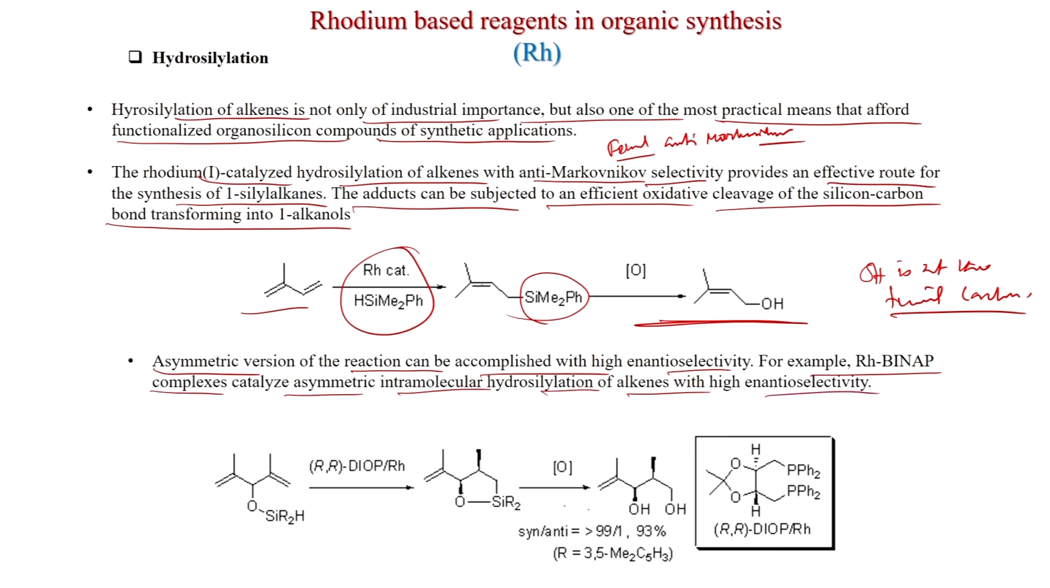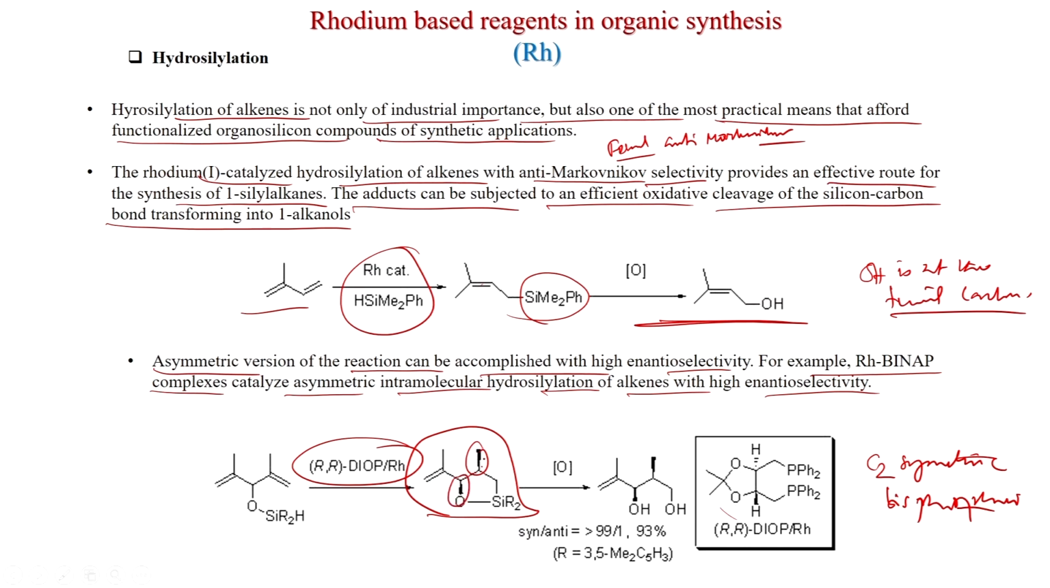Like here, if you use this C2 symmetric bisphosphine and rhodium, then this intermediate is formed. So, here these two are seen. So, this is the newly generated chiral center, and silyl takes the terminal carbon, and after oxidation you get this diol. Syn:anti greater than 99:1, 98.3% yield, and R is equal to 3,5-Me2C6H3. This R group, silyl R is equal to 3,5-Me2C6H3.